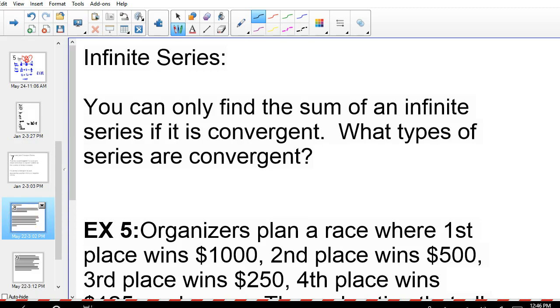You can only find the sum of an infinite series if it's convergent. Let's think about what types of series are going to be convergent. So we've got two types of series that we talked about the other day. We talked about arithmetic. And in arithmetic, we were adding a number each time, right? So if we started off with 10 and we added 4, we'd have 14, 18, 22. Okay, is that sequence going to get closer to a number, or is it just going to get bigger and bigger and bigger and bigger?